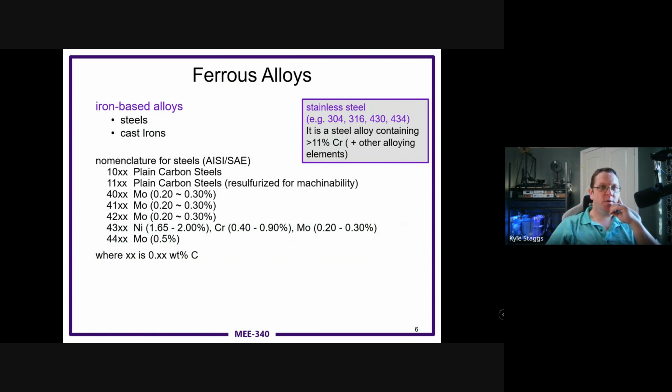So the 44 series is much higher in molybdenum. So a lot of the chromoly type steels are going to be typically in your 43 series. And then the 2X figures are weight percents in carbon.